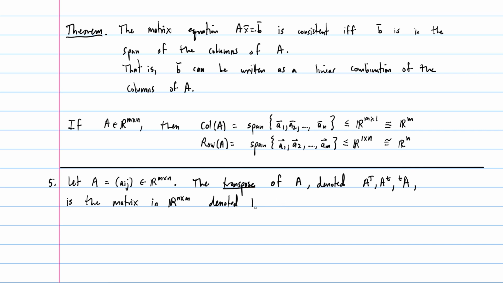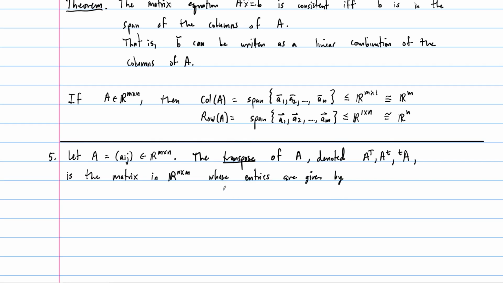Here, let me say it this way then. We already said how it's denoted, but we need to know what its entries are. So it's in the opposite space, R^(n by m), and its entries are given by the following. Because the notation is so weird here, I'm going to write it like this: (A^T)_ij equals a_ji. So the idea here is that we're going to swap the rows and columns, literally swap them in order.